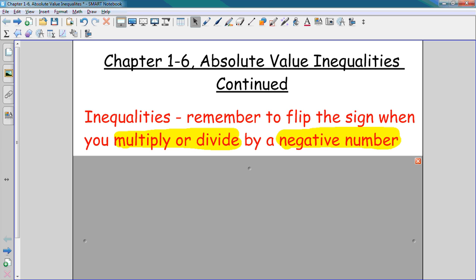Okay, just a reminder, when we're talking about inequalities, we mean everything except for the equal sign. We're talking about greater than, less than, greater than or equal to, less than or equal to, or not equal to.